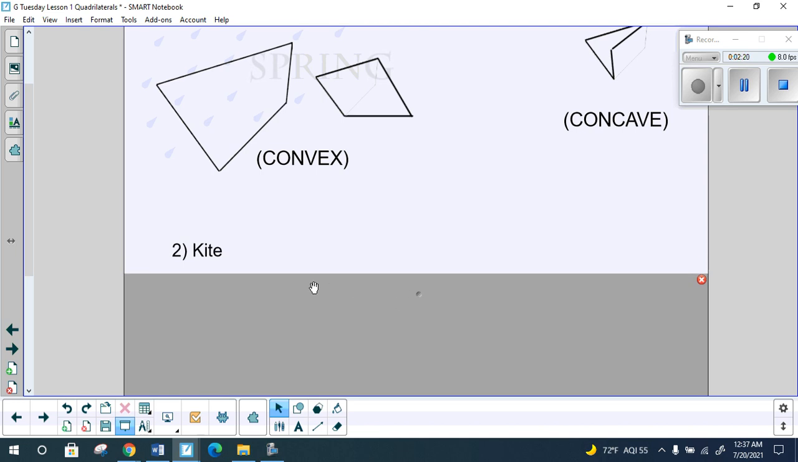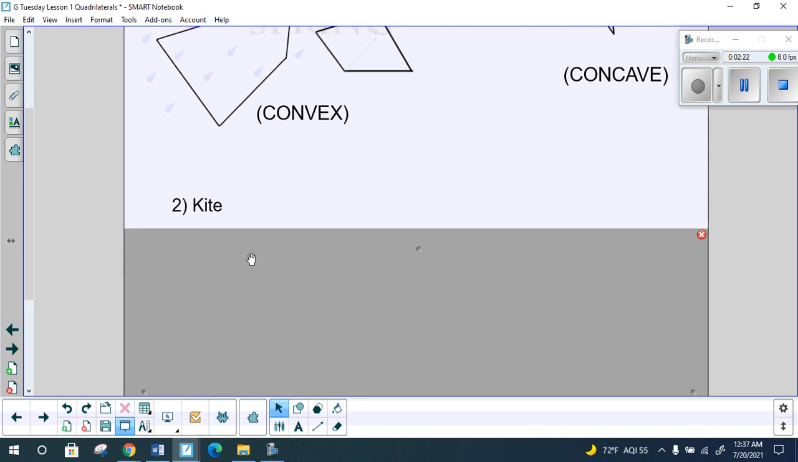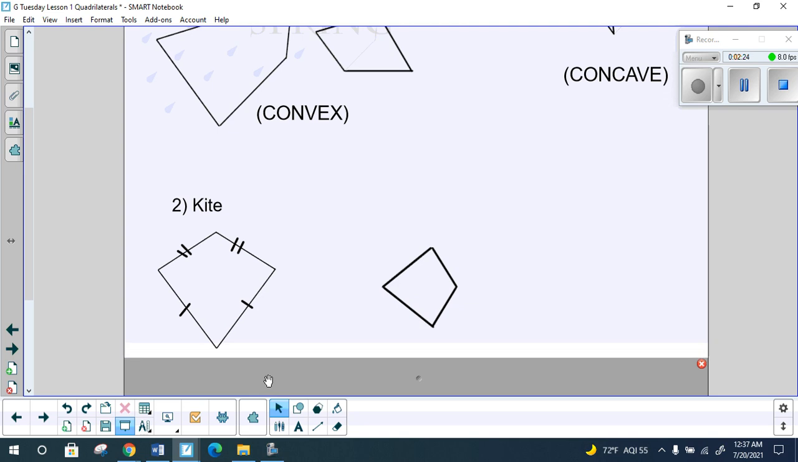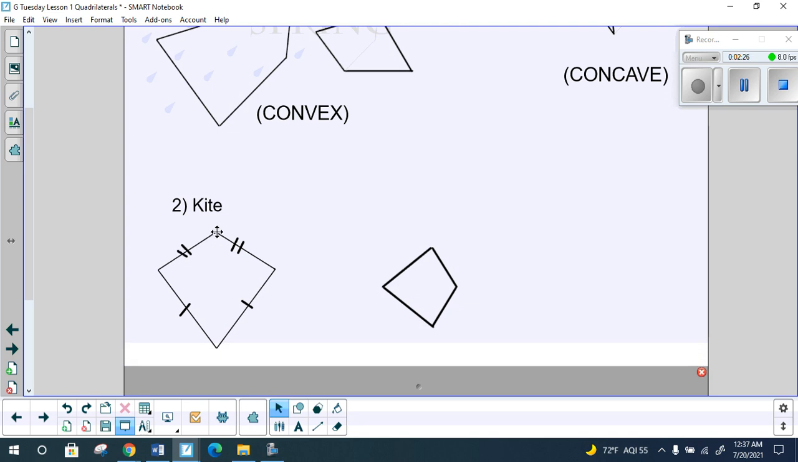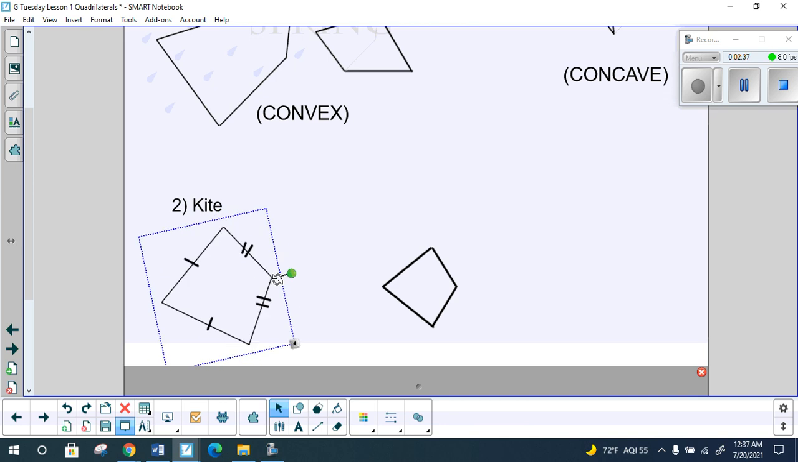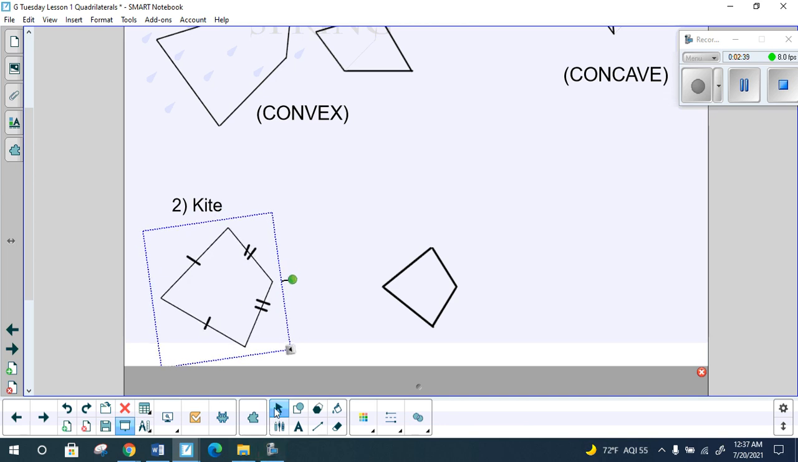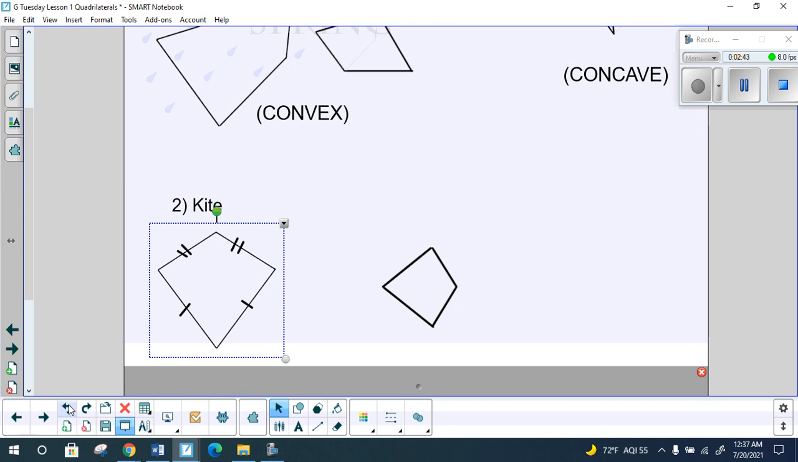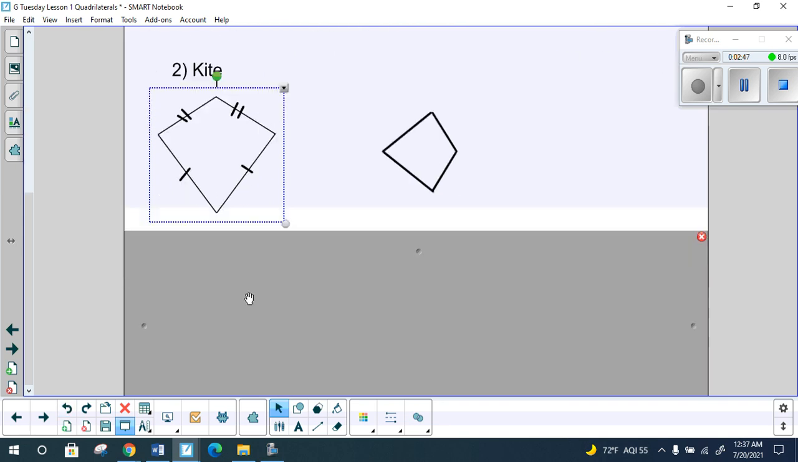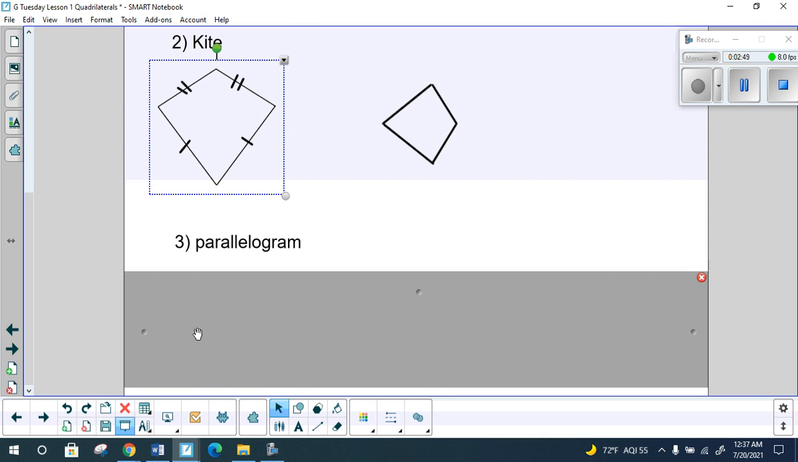So a kite is a polygon. That means it's a 4-sided figure. Now, by definition, a kite has 2 pairs of sides that are next to each other that are equal in length. So I have these marked that way. It can be turned sideways. It can be turned any way you want, but there are 2 different pairs of sides that are congruent. It's a kite.